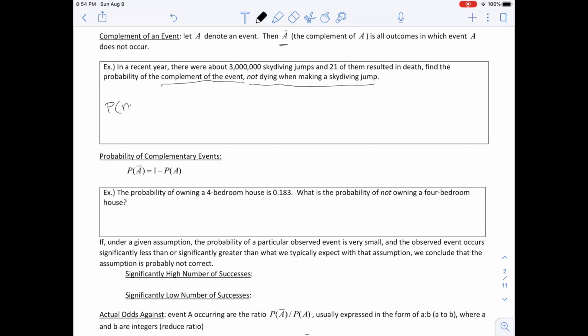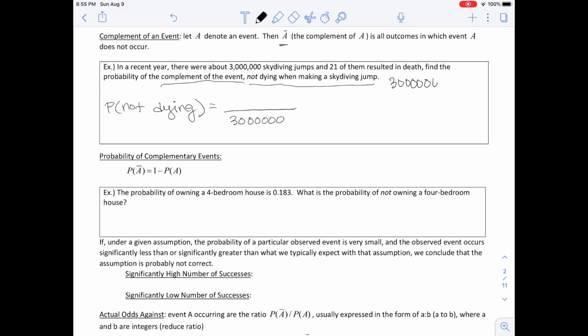So we're going to go ahead and put down probability of not dying. To calculate this, our denominator is going to be the total number of jumps that we have, which is going to be our 3 million. And then to figure out our numerator, that's going to be the number of people that did not die.